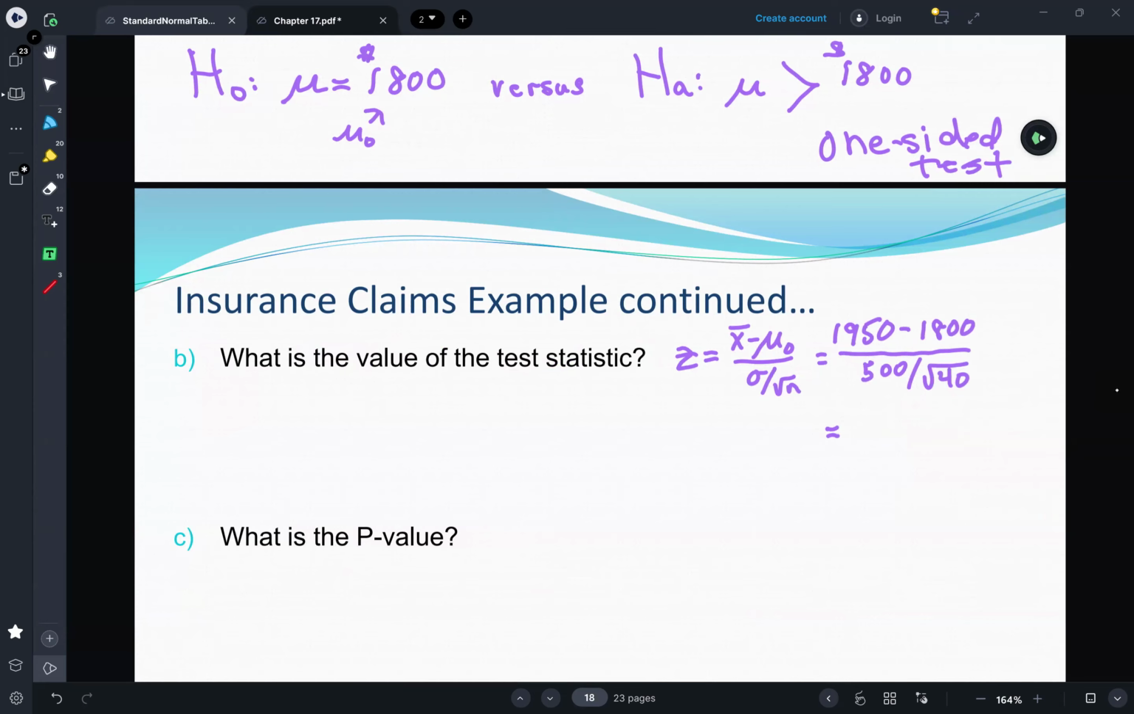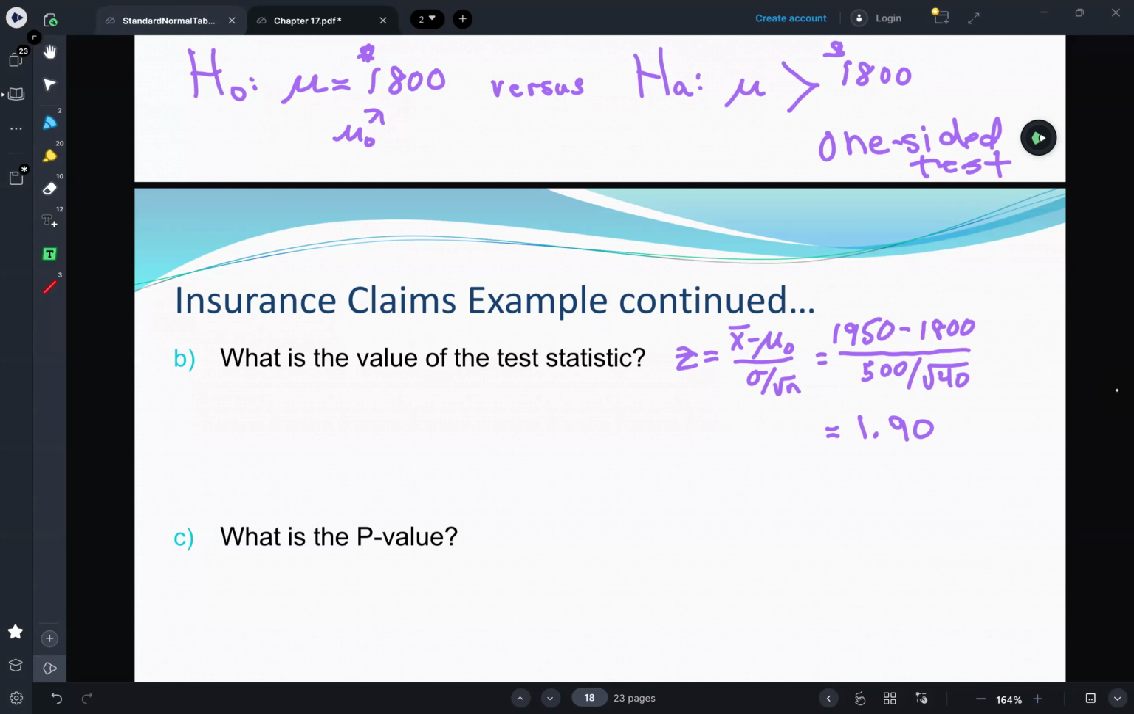That should give us, anybody have a number? 1.8974. Well, how about 1.90? We'll round to 1.90 because the table goes up to 2 decimal places. So, is that okay? Do that one.